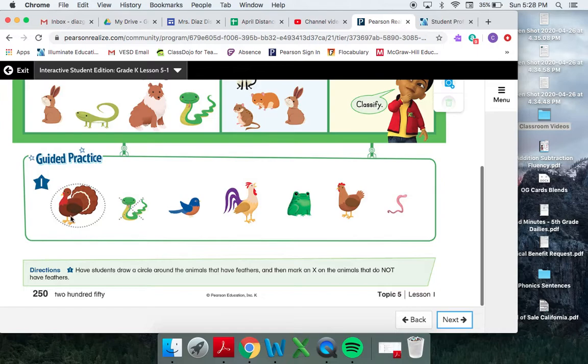So you can say things like turkey. A turkey is a bird. Birds have feathers. Circle it. Snake. A snake is not a bird. It's a reptile. It does not have feathers. Cross it off. You're going to go through all the animals and do that.